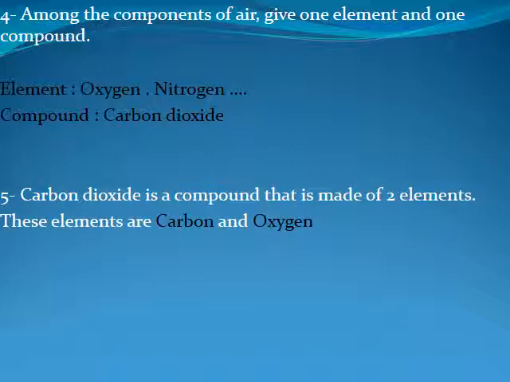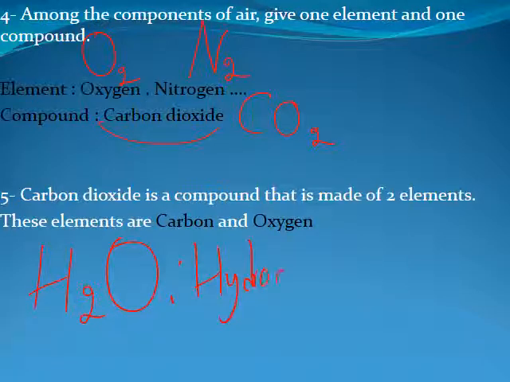So among the components, give one element and one compound. You can give oxygen, you can give nitrogen. Compounds, you can give carbon dioxide, CO2. Nitrogen gas is N2, oxygen gas is O2. Carbon dioxide is a compound made up of two elements, carbon and oxygen. For example, water is a compound made up of two elements, H2O. They are hydrogen and oxygen.